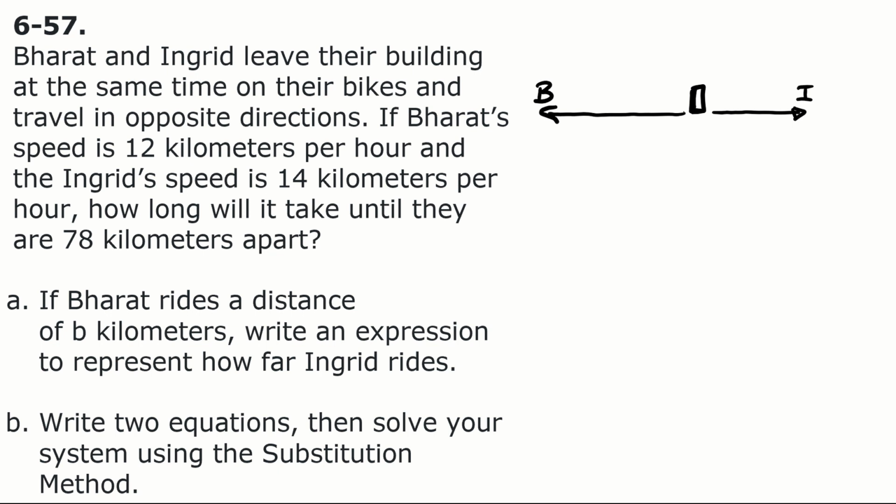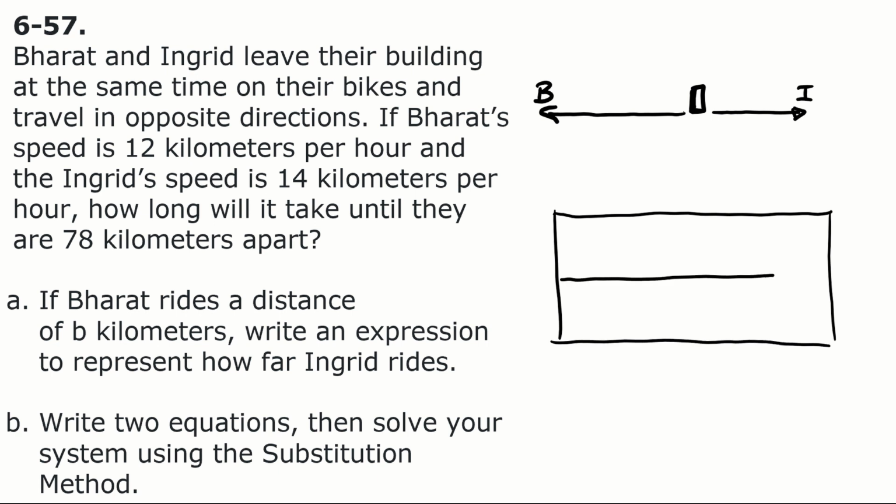The other thing that I'm going to do is create this table that I'm fond of that I showed you yesterday in class. So I know that for the two quantities, they're traveling, and both of these will have a distance that they travel, the rate at which they're traveling, and the time that they spend traveling. And I'm going to say that the top one is Bharat, and the bottom one is Ingrid.